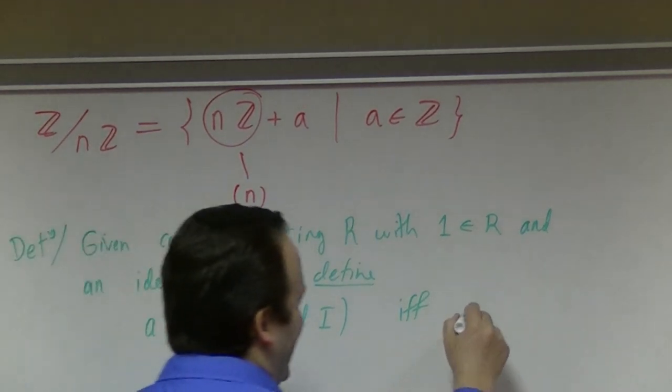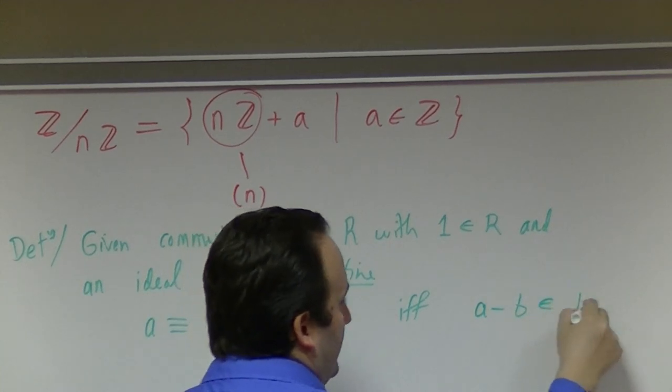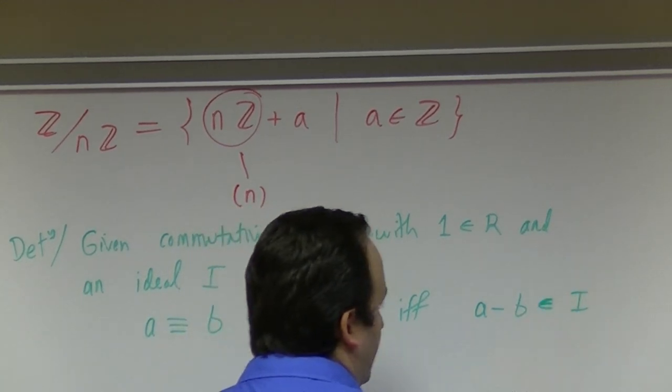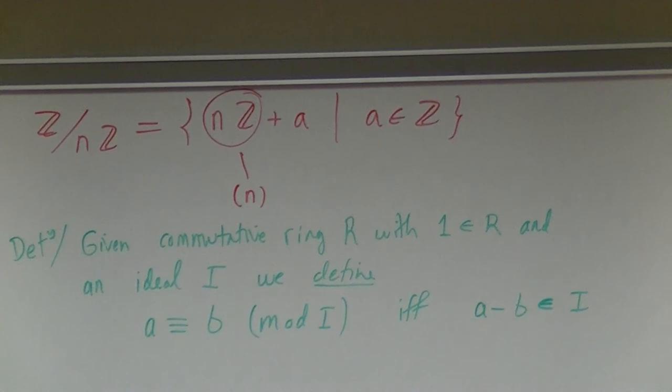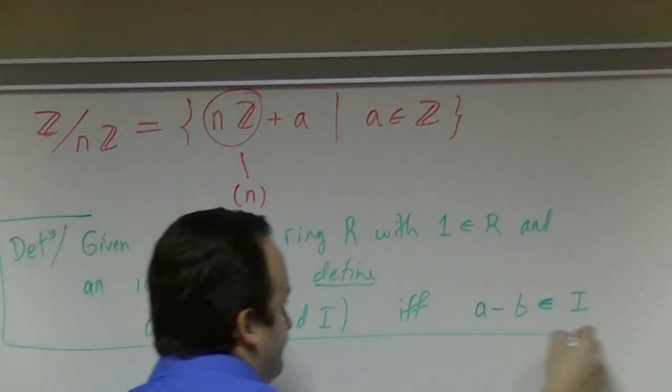So, nothing about remainders here, right? I don't even know what that would mean, generically speaking. But this algebraic characterization of congruence is the one we generalize. And that, you may remember, was the most convenient form of congruence for us earlier in the course. No accident that that forms the general definition of congruence for an ideal. There you go.